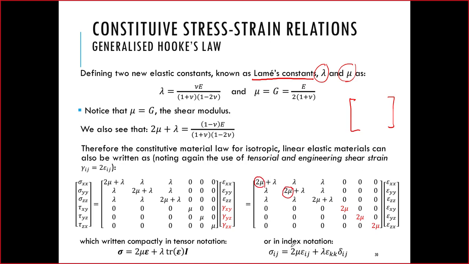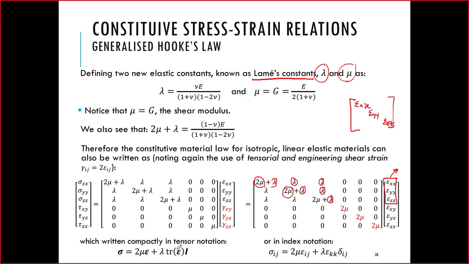So 2 mu multiplied by the strain, but then just add on top of it, what? Just lambda. But lambda gets multiplied by what? Only by the trace, only by the diagonal, epsilon xx, epsilon yy, epsilon zz. See, this is really what's happening: this lambda is multiplied only with these, not with the shear terms.